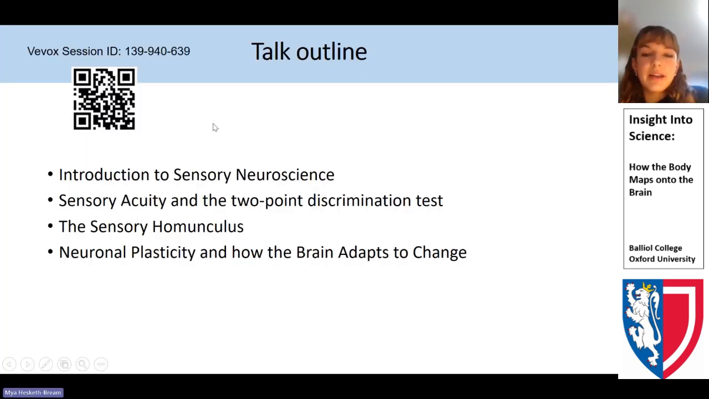So a little bit of an outline. I want to firstly introduce sensory neuroscience, and then move on to something called sensory acuity and the 2-point discrimination test. So I think you've been sent a Word document describing what this is, and you might have had a bit of time to test this out.